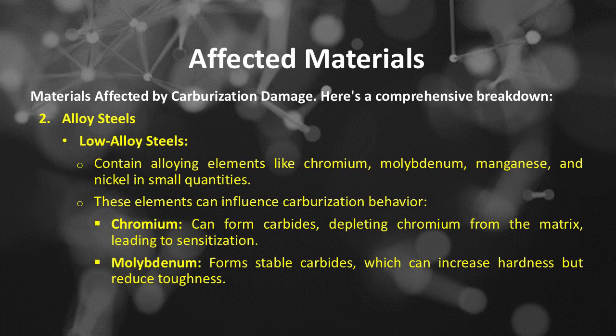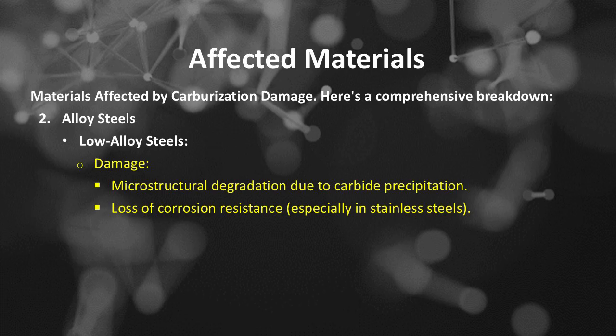Number 2 of materials affected by carburization damage is alloy steels. Number A, low alloy steels, contain alloying elements like chromium, molybdenum, manganese, and nickel in small quantities. These elements can influence carburization behavior. Chromium can form carbides, depleting chromium from the matrix, leading to sensitization. Molybdenum forms stable carbides, which can increase hardness but reduce toughness. Low alloy steels damage: microstructural degradation due to carbide precipitation, and loss of corrosion resistance, especially in stainless steels.